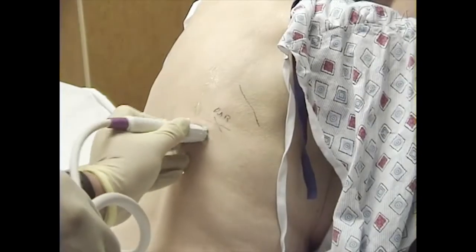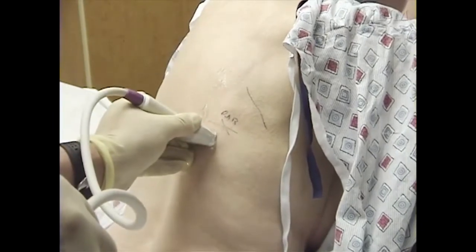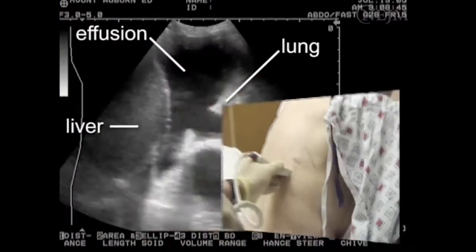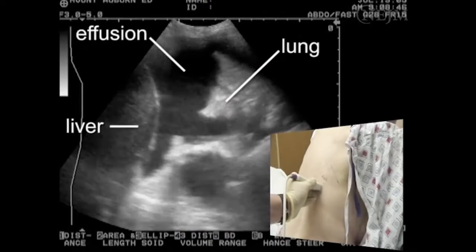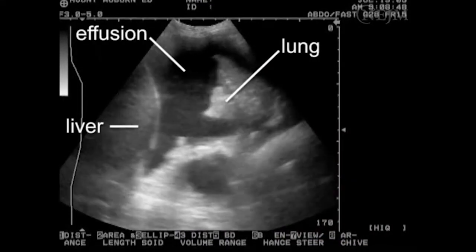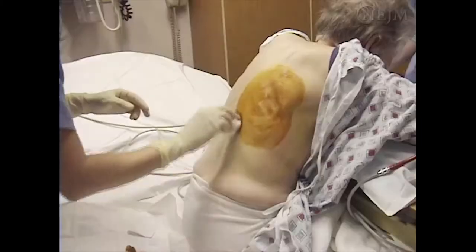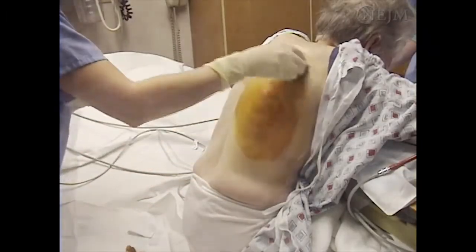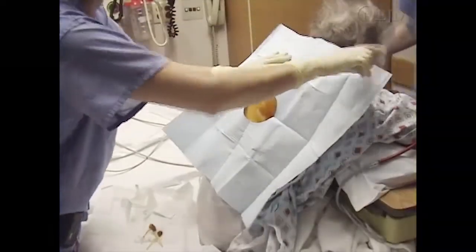If available, bedside ultrasonography can be used to help visualize the effusion. In the patient in this video, the pleural effusion is easily visualized, as are the ipsilateral lung and the liver. Prepare the area with antiseptic solution and apply a sterile drape.